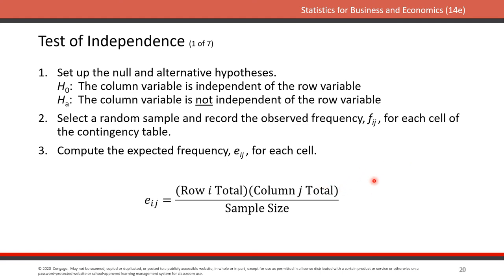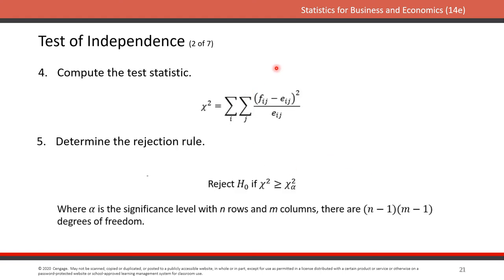All right, and then from there, we do exactly what we did before. We compute the expected value within each of the cells. We do the observed minus the expected squared over the expected and add all those up. And we compare to a chi-squared. So this is the exact same setup.